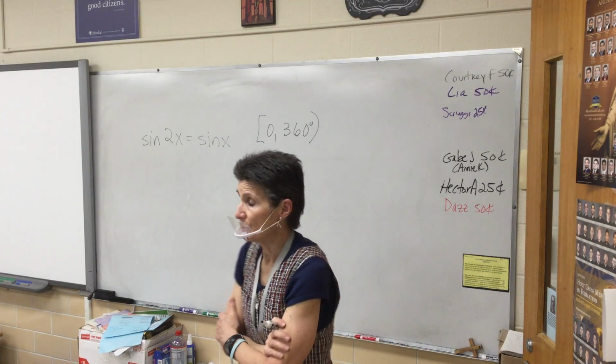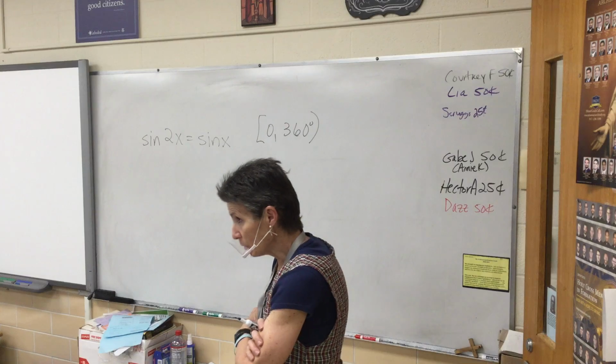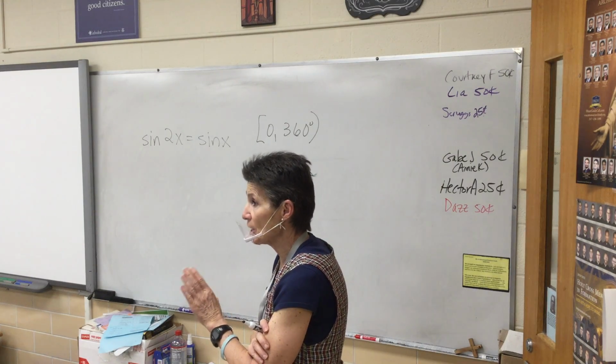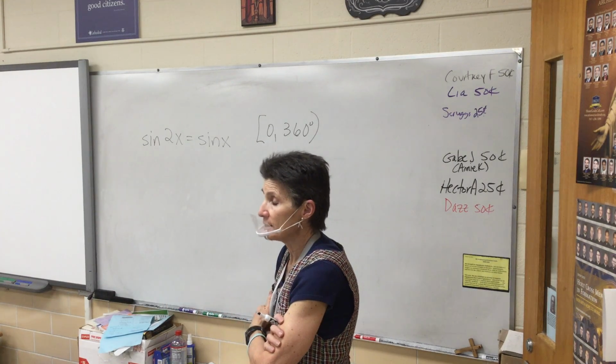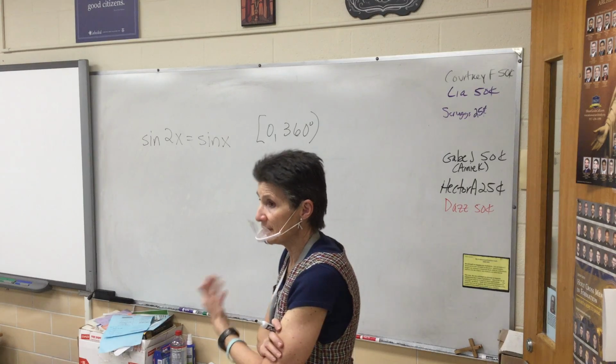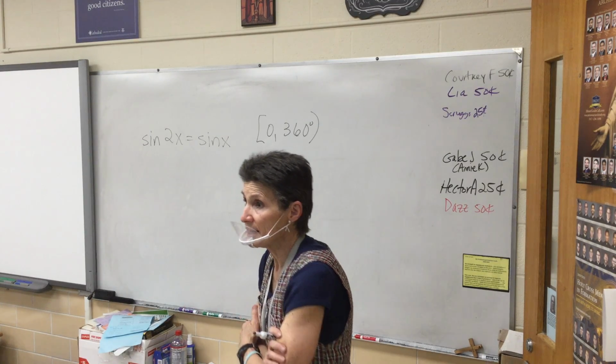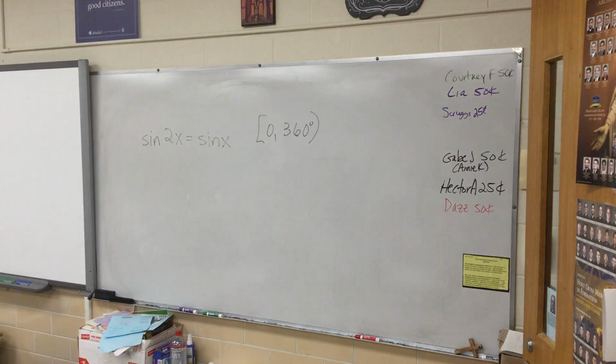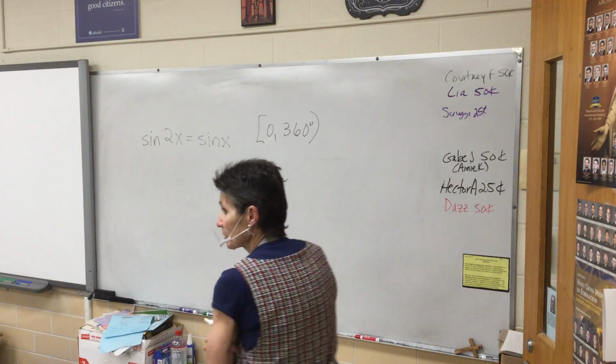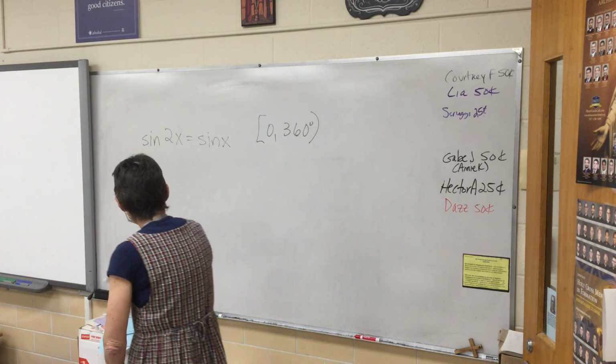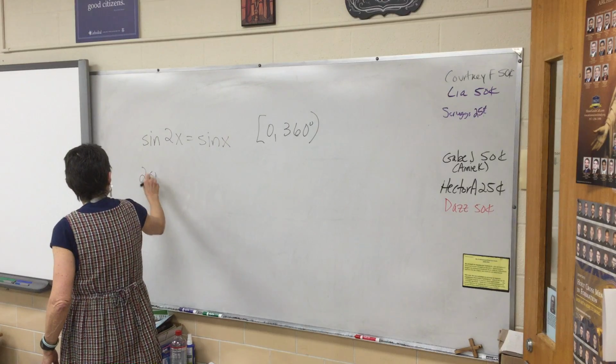What you need to do is find the formula on your sheet, which you don't have memorized yet, but you will. What is the formula or the identity for the sine of 2x? What's the identity for the sine of 2x? 2 sine x cosine x. So that's the first thing we do.